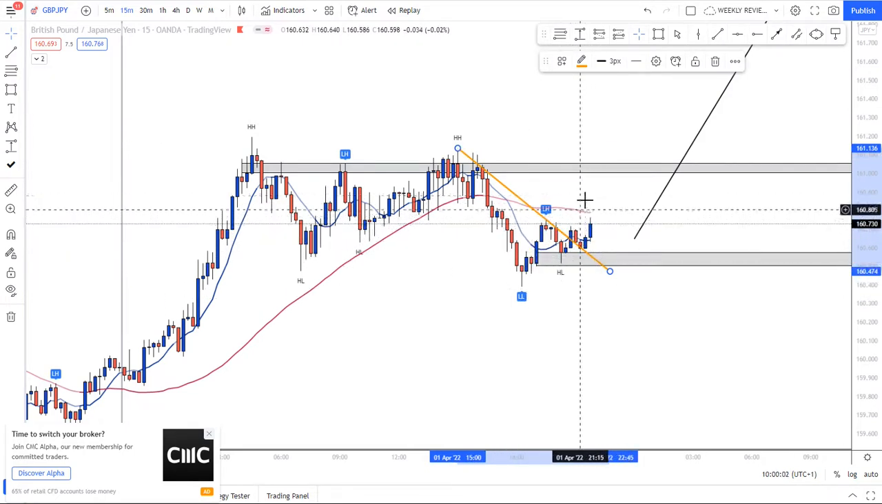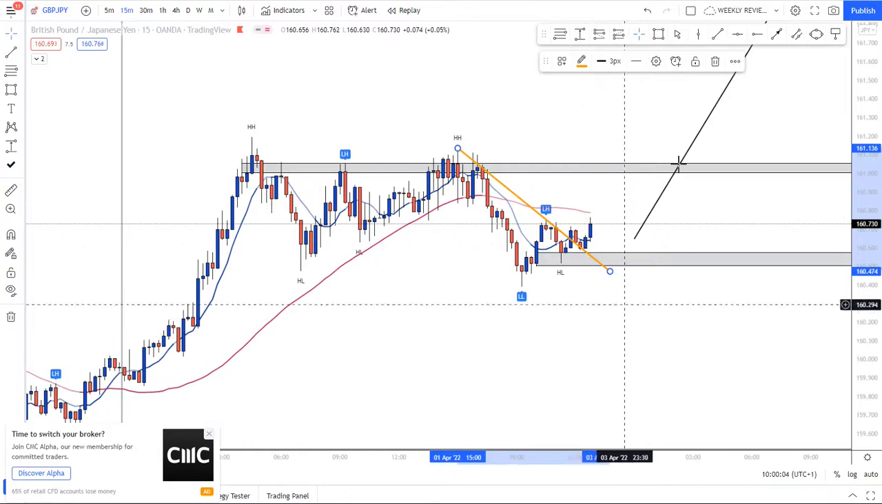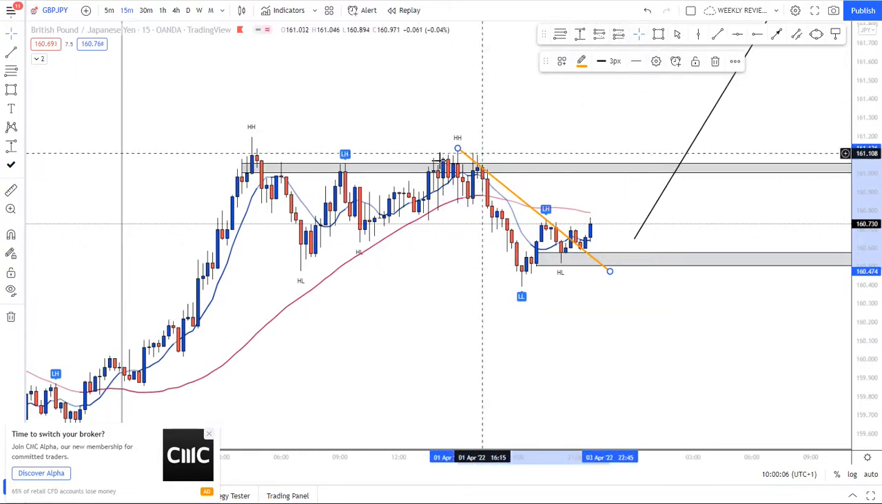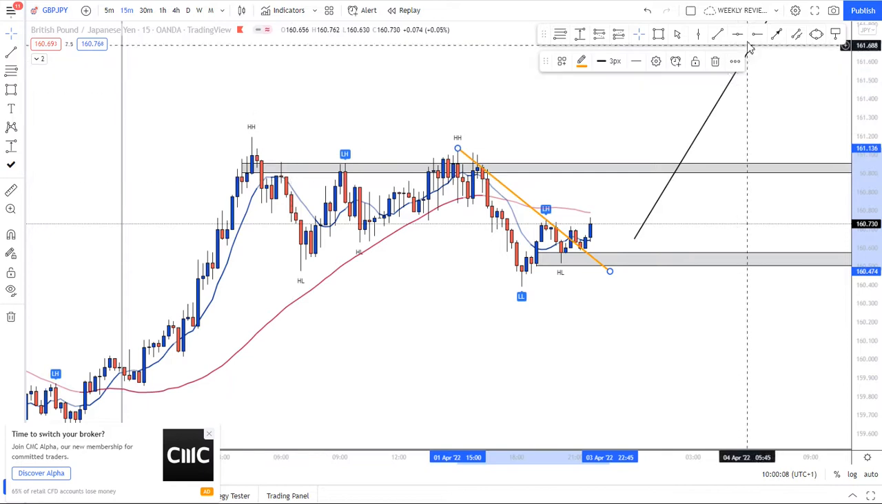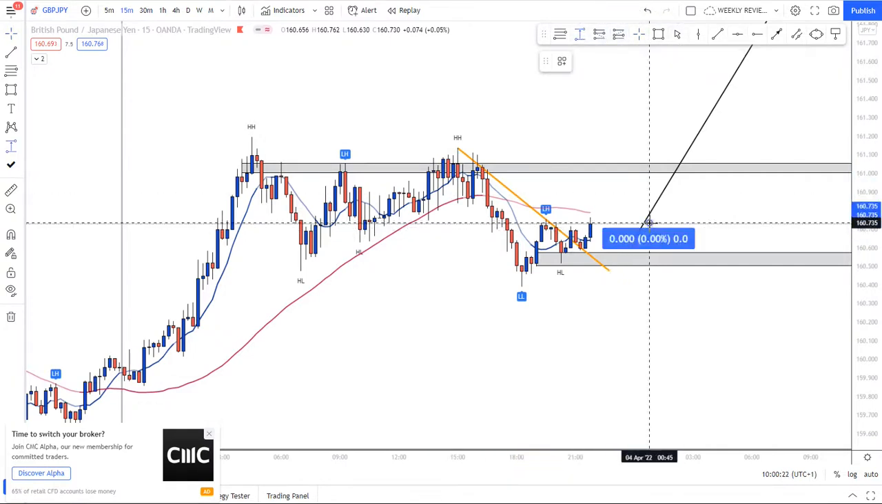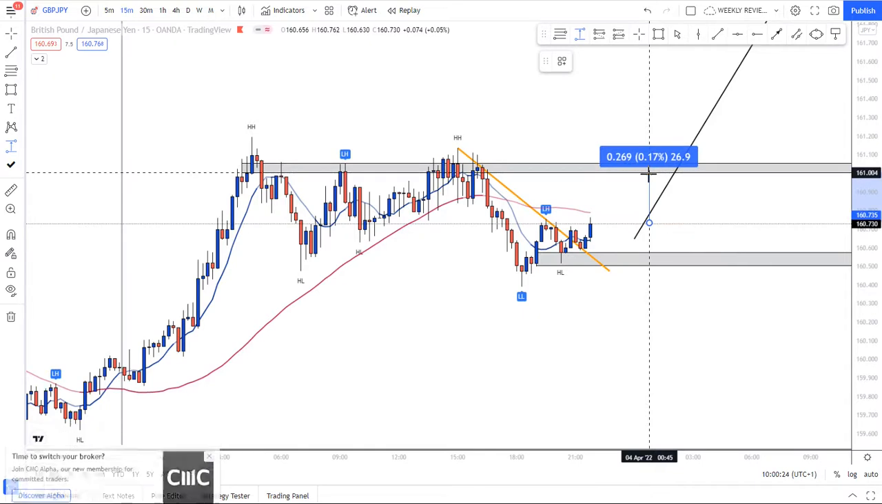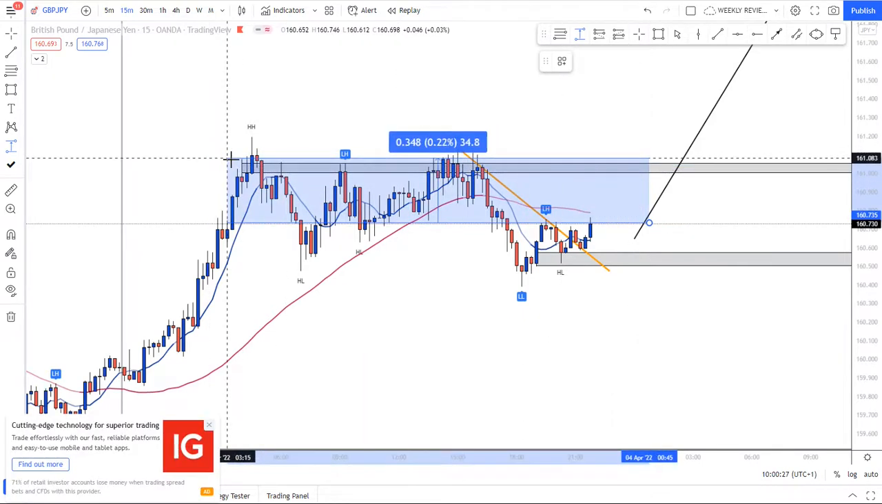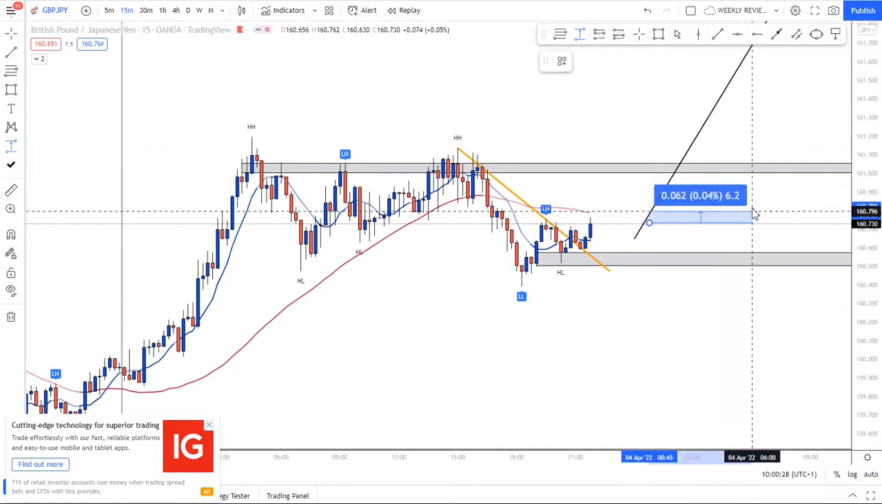Still beneath the 50 here, so we've still got a lot going on here at this level, which is round about the 161.080 level. So we've got around about 30 pips up to these highs here, round about.